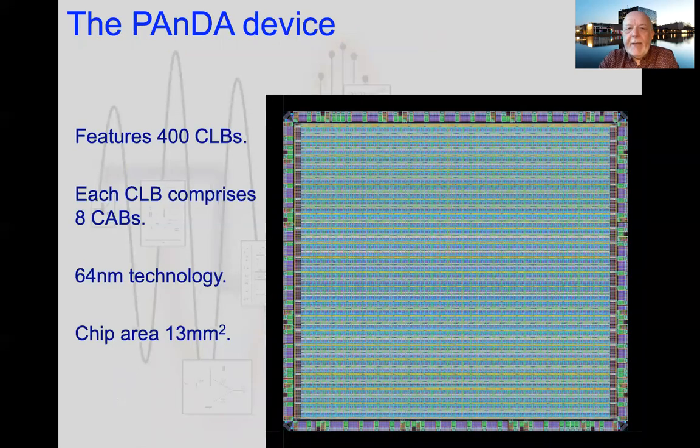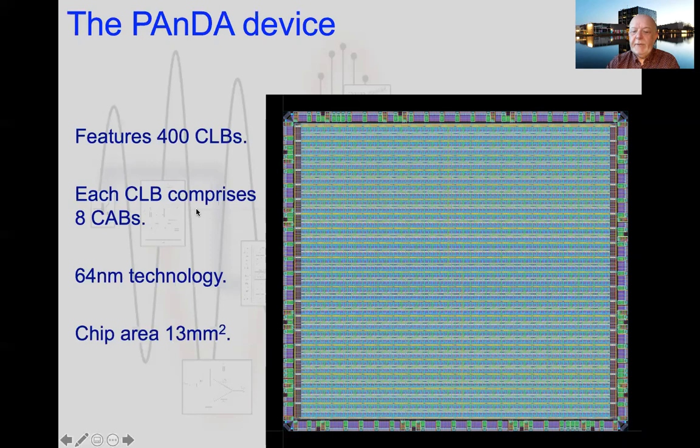Okay, so as I said, we actually fabricated this chip. We fabricated this design. This is a slide of what the chip looked like, the actual chip that was designed. It's got 400 CLBs, and each CLB comprises 8 cabs. If you remember, the way we've done it is 4 of those are for sequential circuits and 4 are for combinational circuits. It was fabricated on 64 nanometer technology, so not the most up-to-date technology, but the one we could afford on this project. And the chip design was around 13 square millimeters.